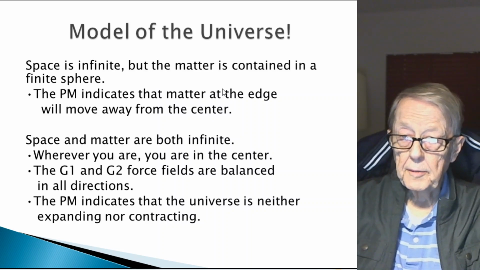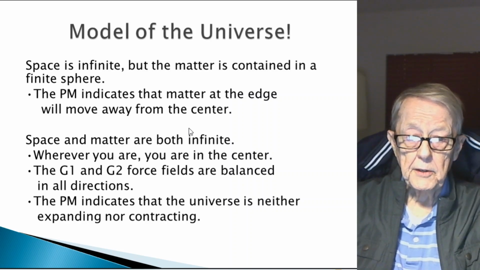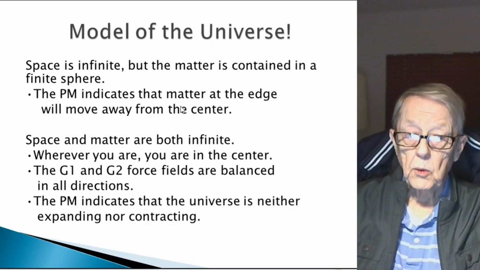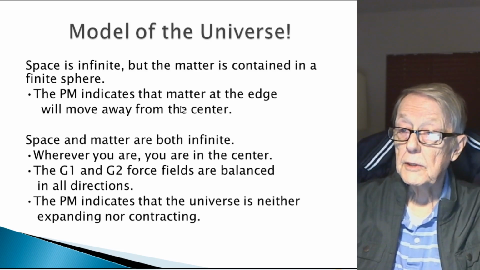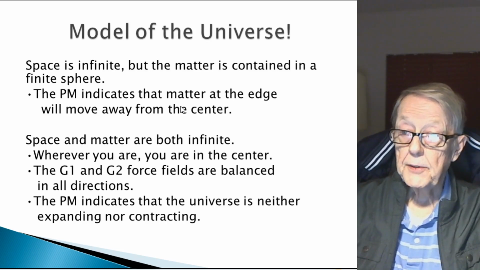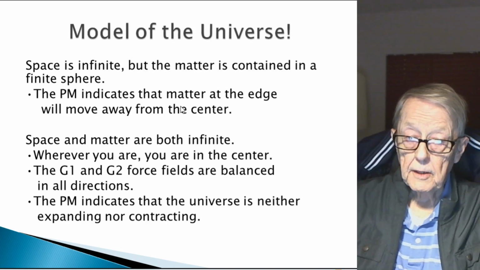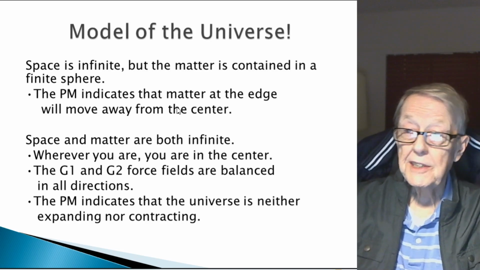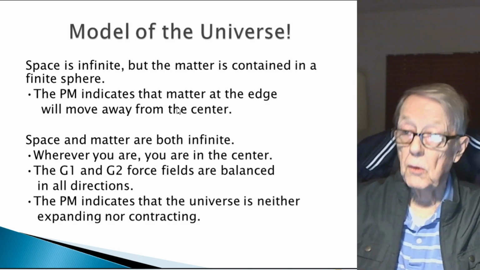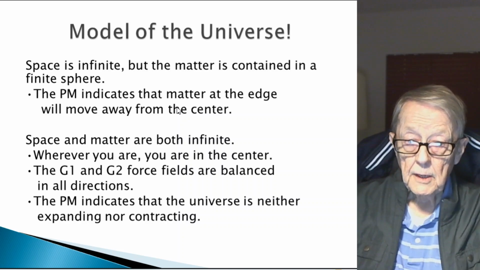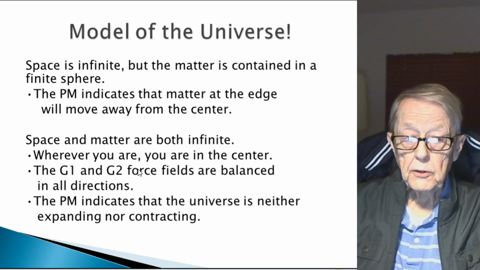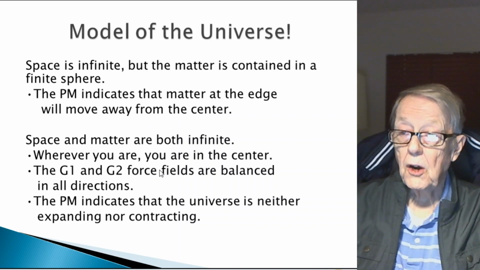I'm not going to go into a lot of detail on that, but let's talk about a different model where space and matter are both infinite. So wherever you go in the universe now, you are in the center. It's ironic. You can go an infinite distance to the left and you're still in the center because there's still an infinite more to the left. So you are always in the center, and therefore the G1 and G2 force fields are balanced in all directions.